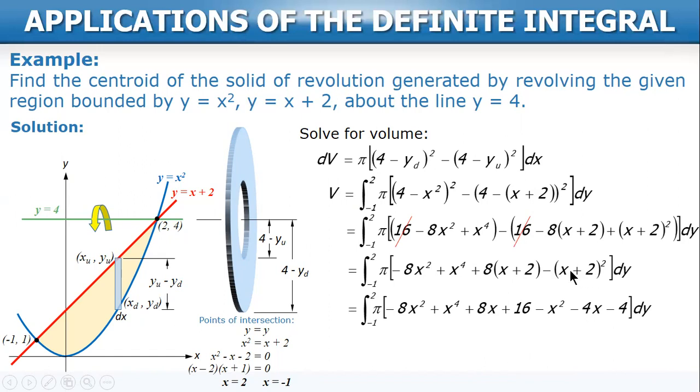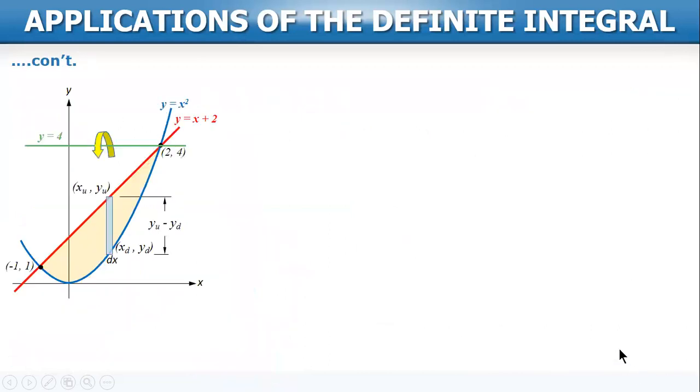Wait, let's expand this perfect square trinomial. X squared times negative, negative. Middle term is x times 2, 4x times negative, so negative 4x. Square of this, 4 times negative, negative 4. And then the next part is simplify, combine like terms. You will have this, okay?